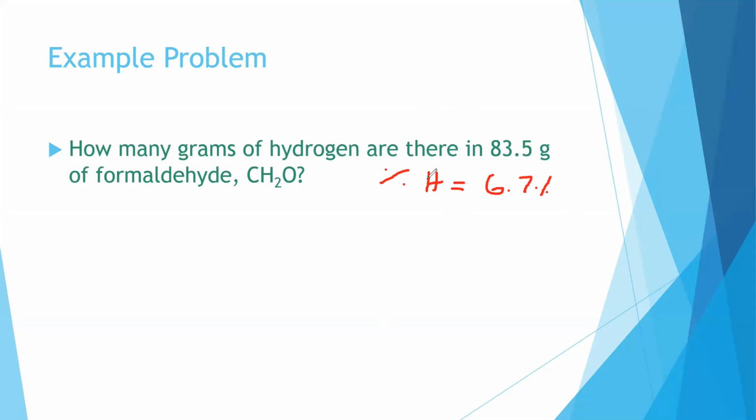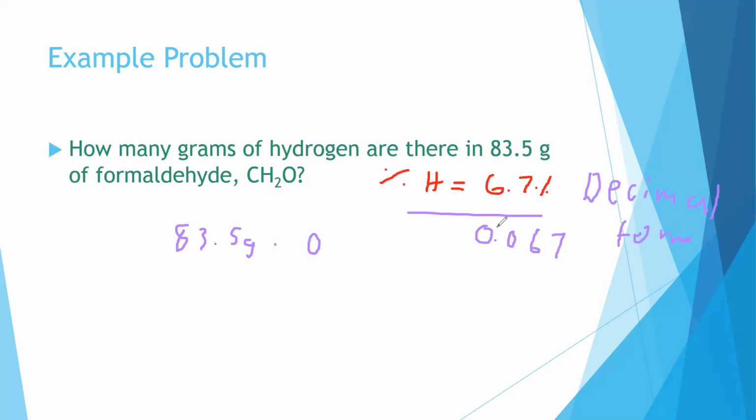Since we're a little short on time, I'll do it. So we basically take our total mass, 83.5 grams, and then we multiply this percentage in its decimal form. So what do I mean by decimal form? It's 6.7%, but if you multiply as a decimal, it's actually 0.067. So we basically just don't multiply it by 100 when we do the division. So we multiply it by this number, 0.067.